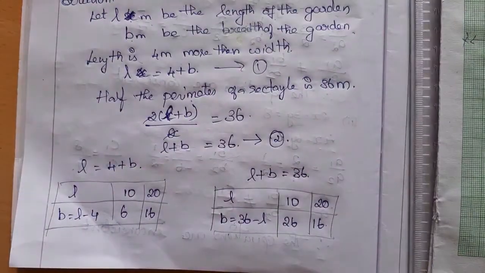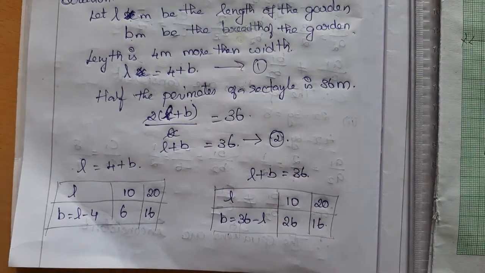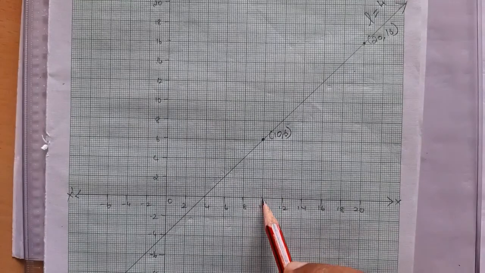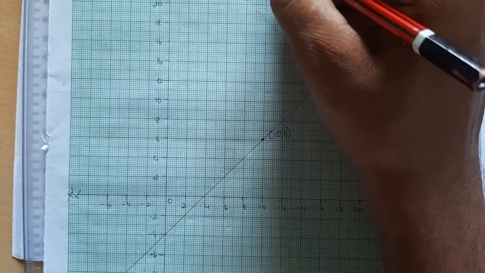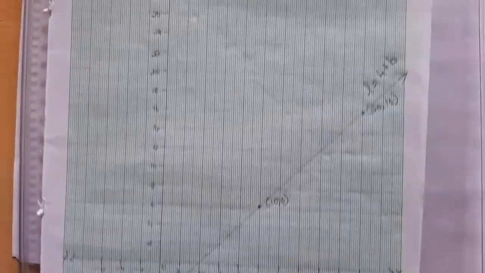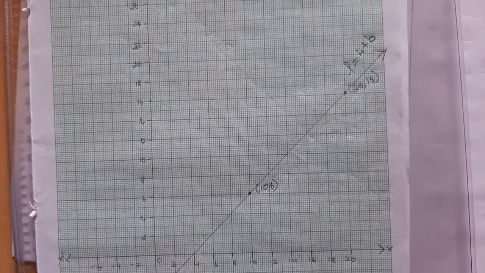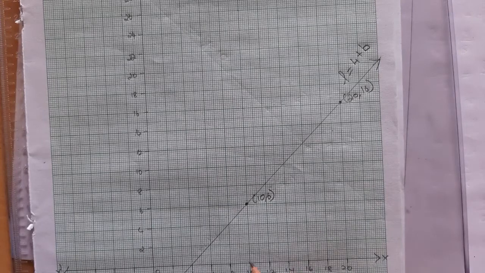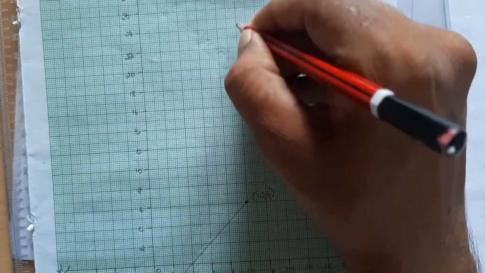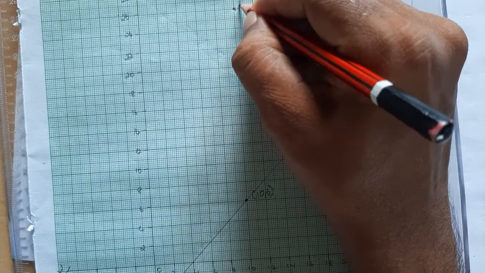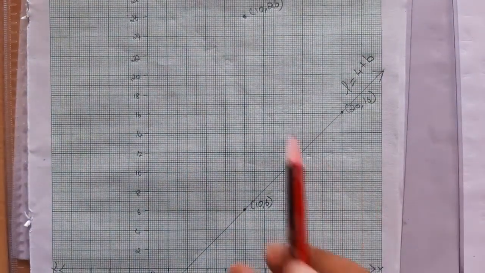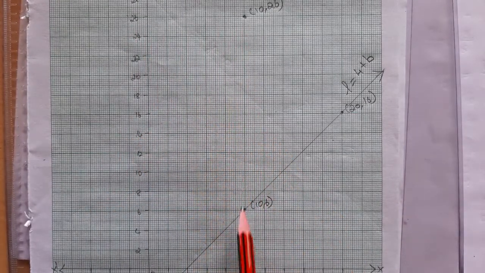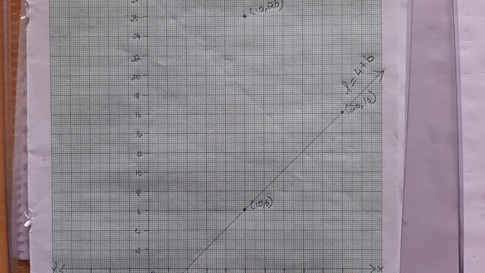And the next is 10, 26, 20, 16. 10, 26, and the 10, 26 is here. And here is the 10. I think at this point you can see. 10, 24. This is 26. 10, 26. Right? 26 and 10.